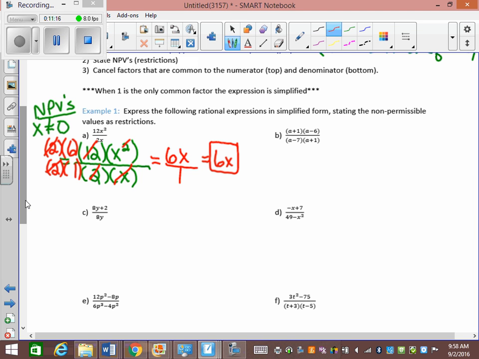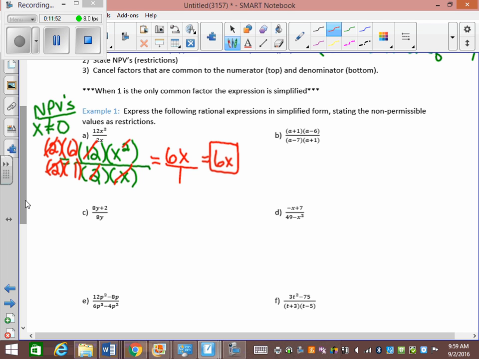So B is nice. A plus 1 times A minus 6 over A minus 7 times A plus 1. First thing I ask myself, can I take out a GCF? Or is this a difference of squares? No, they're factored already. Now this is where people are going to take A plus 1 and A plus 1 and get really excited and cross them off. So before you cross them off, what do you have to do? State NPV. You're so happy that something's going to cancel and you can see the right answer, and you cancel them off without stating NPVs. Do not be that person. Stop yourself and really know.